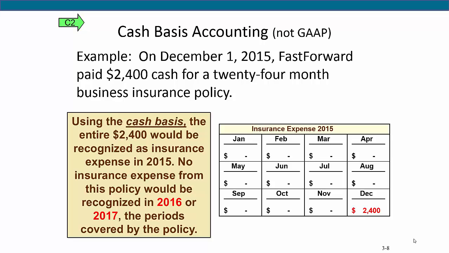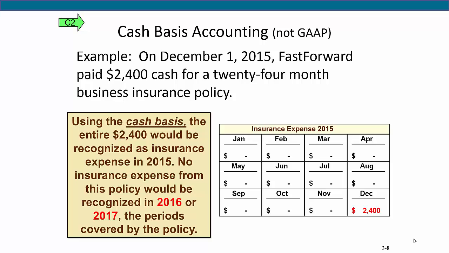The impact of recording the entire $2,400 to insurance expense in 2015 would not be good. Net income would be artificially low in 2015. Only 1 month of insurance would have been used up by December 31st, but all 24 months of insurance would have been reported in the income statement. Not good.